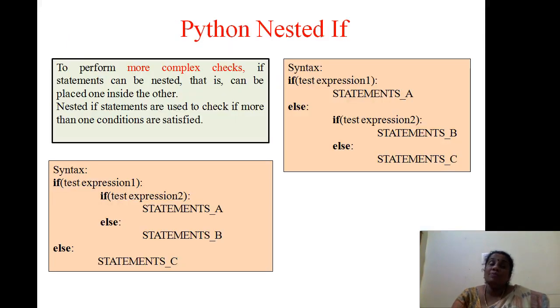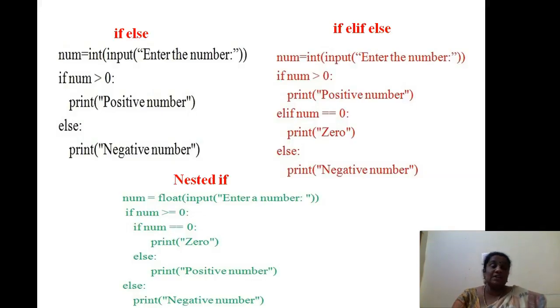Okay, so then what is meant by nested if? If the problem is more complex, if you want to place another if statement inside an if, then it is called a nested if. You can see the syntax: you can have one if, and inside it you have one more if. You will have two else parts, one for each if. You will understand better if you see one example.